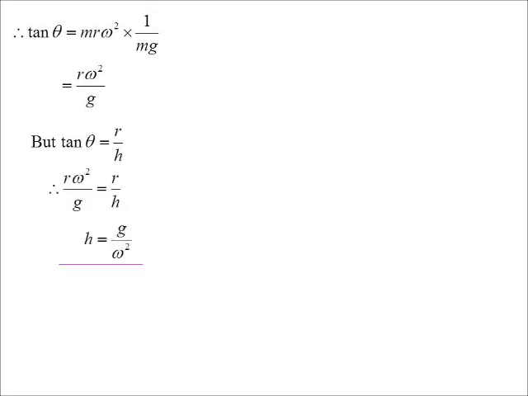Once I've got this formula, h equals g on omega squared, I can say, well, when it was 60 revolutions per minute, but be careful. Angular velocity is not measured in revolutions per minute for the sake of this formula. It's got to be in radians. So I need to change that. Oh, how nice, 60 works out to be just 2 pi. 2 pi radians per second. That was lucky. So I'll sub it in.